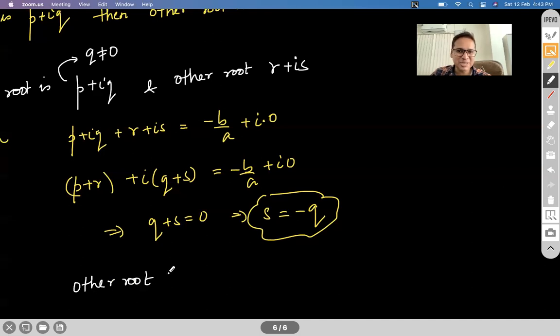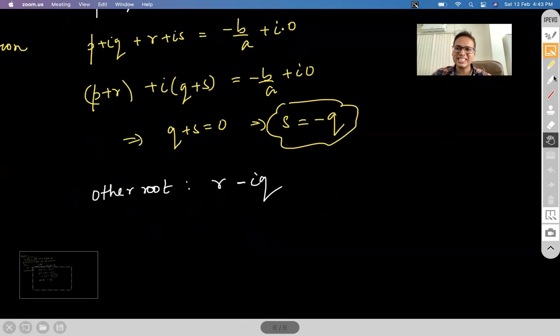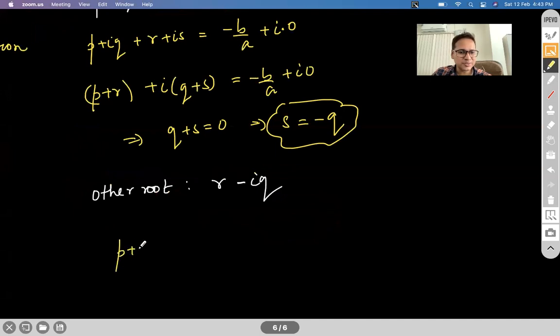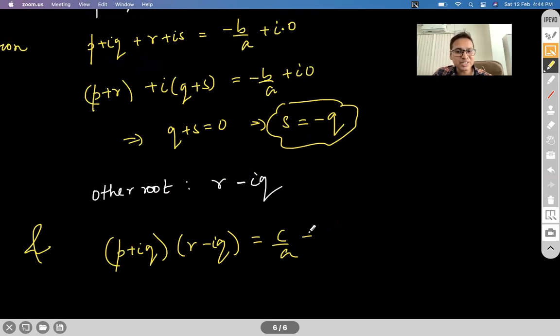The other root now becomes R minus iQ, isn't it? Okay. Now we also know from Vieta's relation that the product of the roots is C by A, isn't it? Okay. Right. We also know this. Now here also C and A both are real numbers, so I can say it doesn't have an imaginary part. So I'll put a zero i next to it.